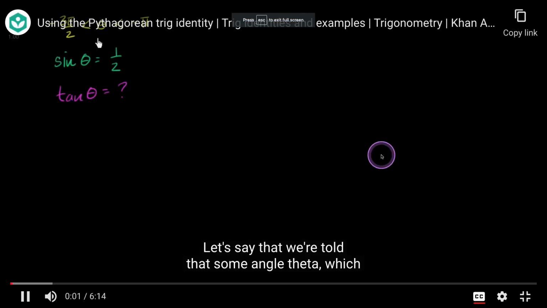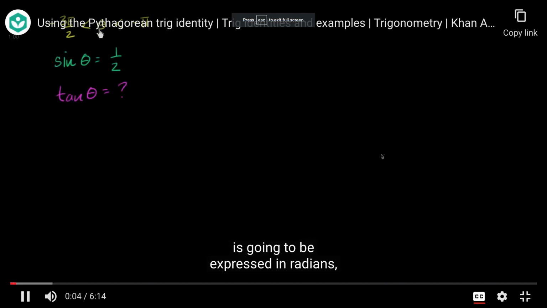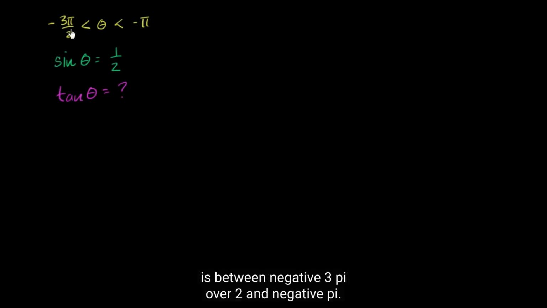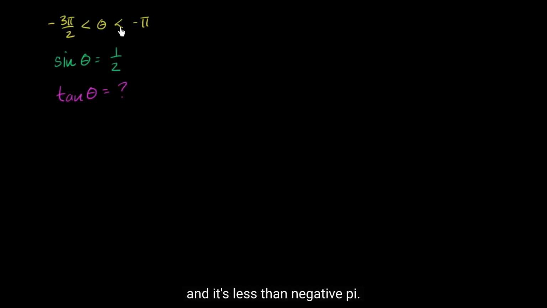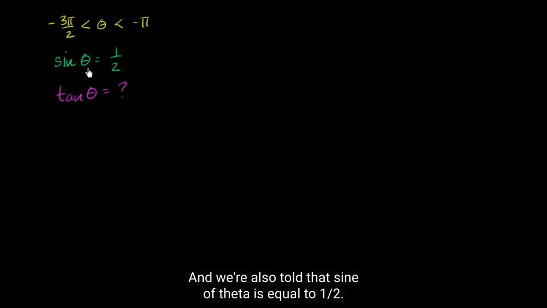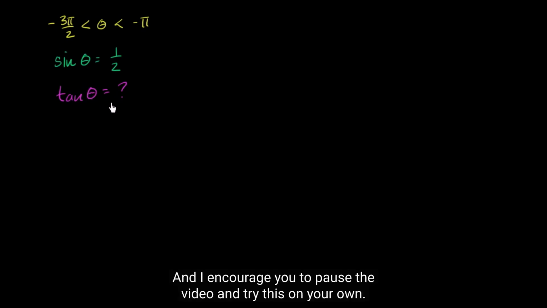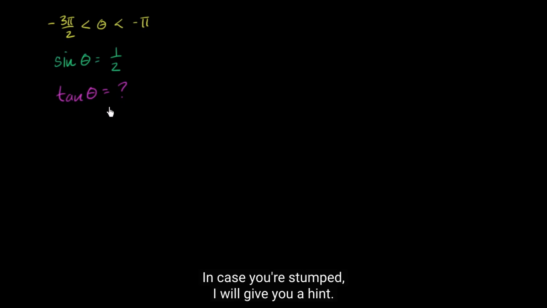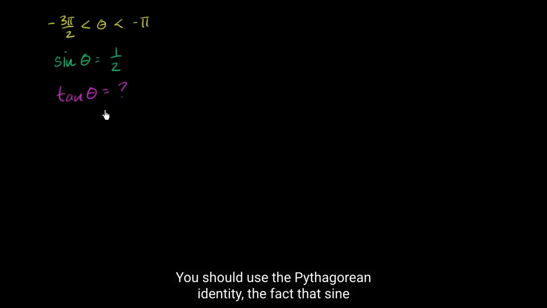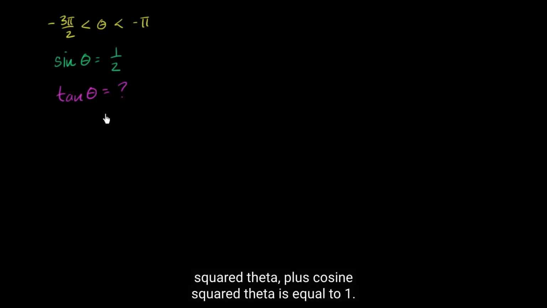Let's say that we're told that some angle theta, which is going to be expressed in radians, is between negative 3 pi over 2 and negative pi. It's greater than negative 3 pi over 2, and it's less than negative pi. And we're also told that sine of theta is equal to 1/2. From this information, can we figure out what the tangent of theta is going to be equal to? I encourage you to pause the video and try this on your own. In case you are stumped, I will give you a hint. You should use the Pythagorean identity, the fact that sine squared theta plus cosine squared theta is equal to 1.